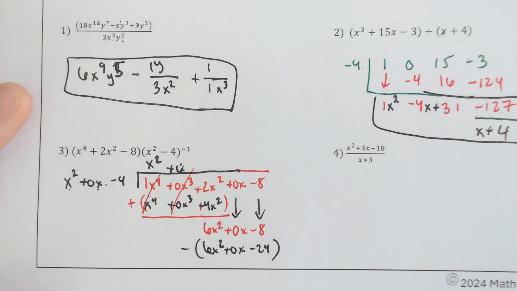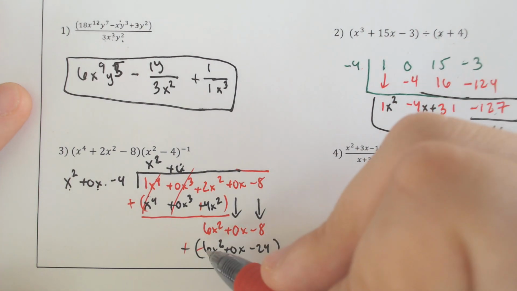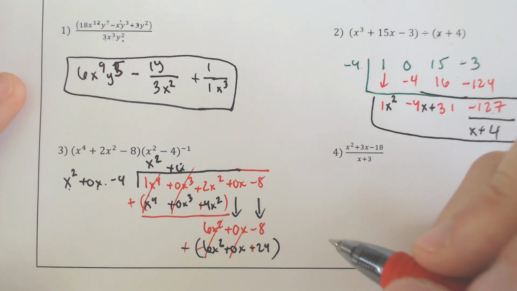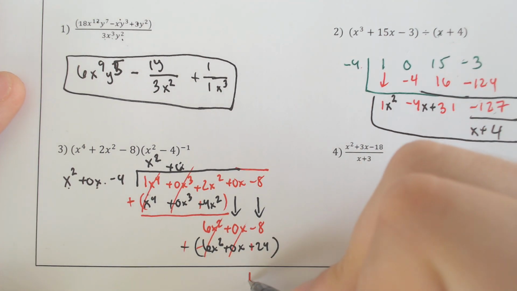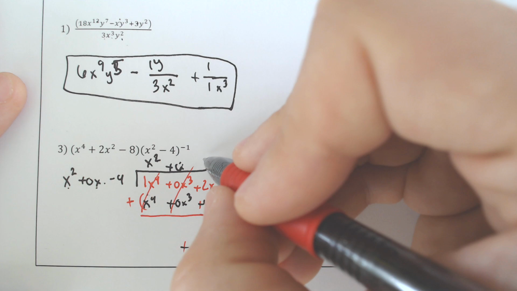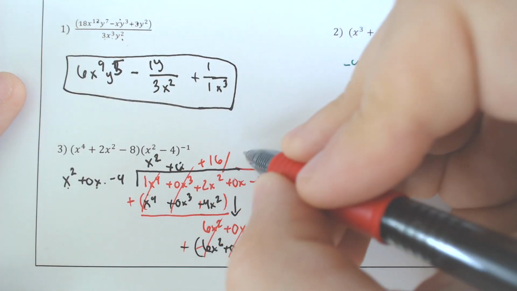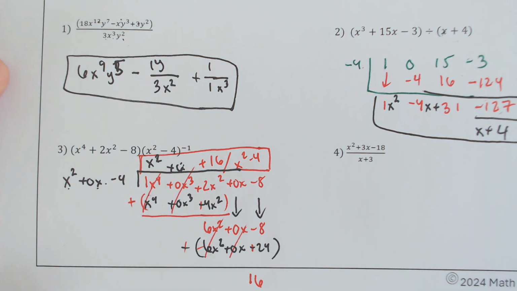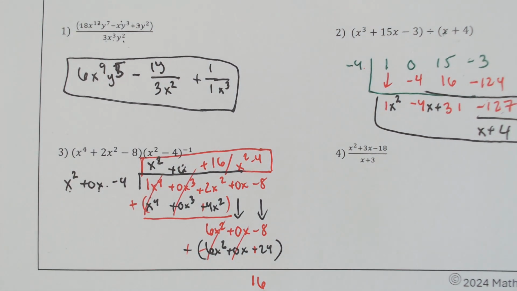Distribute your negative. Add straight down. The 6x's would cancel. The zeros don't matter. Change the sign of the 24. Do not forget to do that. And you end up with a positive 16 as the remainder. So this would be plus 16 divided by the x squared minus 4. This one apparently would not have worked with synthetic division, even though I thought previously it might have.